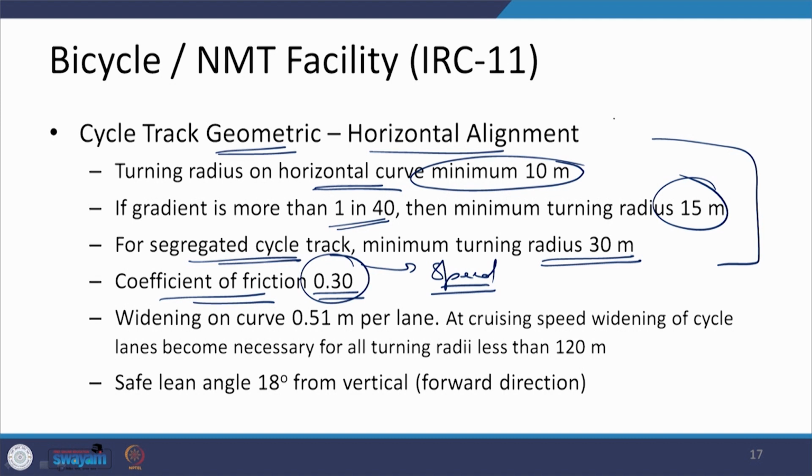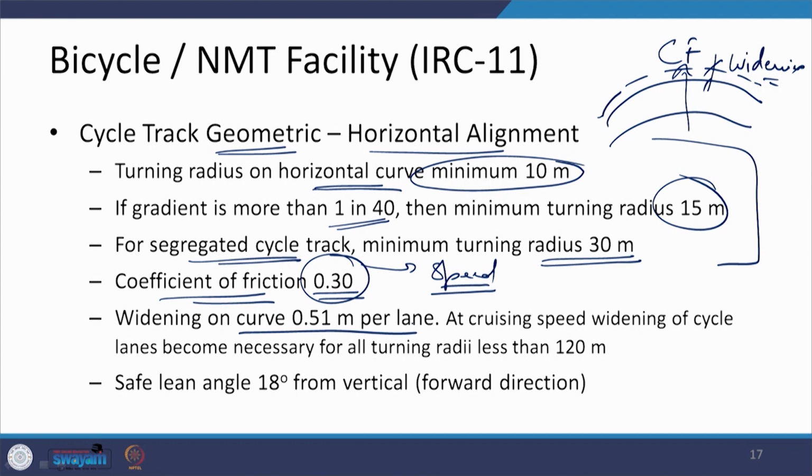When we are going to have the movement on a curved section, then there is going to be a centrifugal force which acts outwards, and that is where there is a requirement that we should provide some widening. This widening space shall be 0.51 meters per lane. So, if suppose you have provided a lane as 1.2 meters wide and you have 2 lanes, then it is going to be 2 into 0.51 meters.